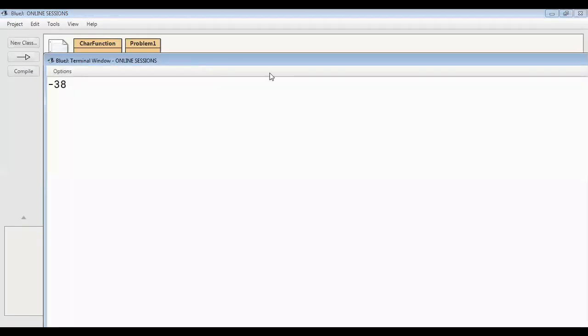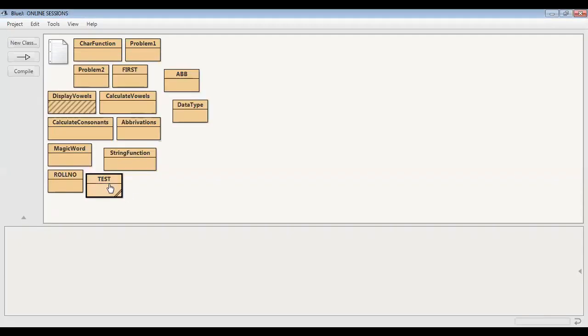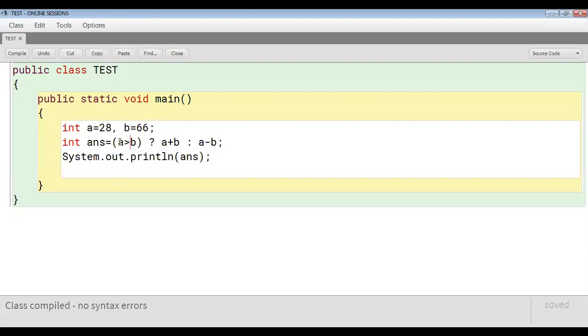So what's the answer? The answer is coming out to be minus 38. Now you will be wondering why it is not 38, why it is minus 38. Okay, because this expression is coming out to be false. A is greater than B. What's the value of A? 28. Is 28 greater than 66? No. So this value, A minus B, will get stored in variable a and s. Now A is 28, 28 minus 66, obviously. So B is a bigger number, so it comes out to be minus 38.